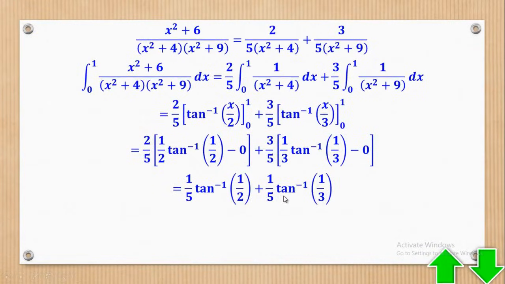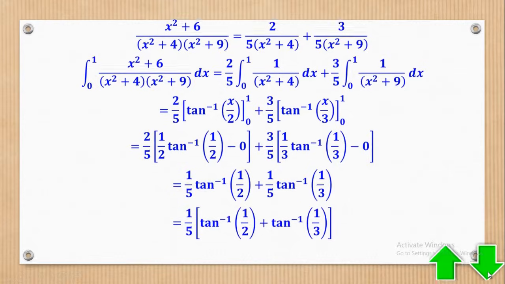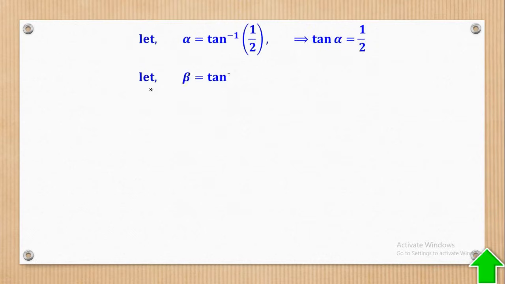Now how do we simplify? This 1 over 5 is common, so we have this. Now we have to deal with this until we get pi over 20. So how do we do that? We are going to let alpha be equal to arctan a half, therefore tan alpha is a half. Also let beta be equal to arctan a third, therefore tan beta will be equal to a third.